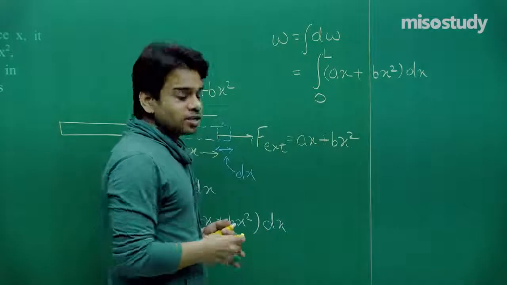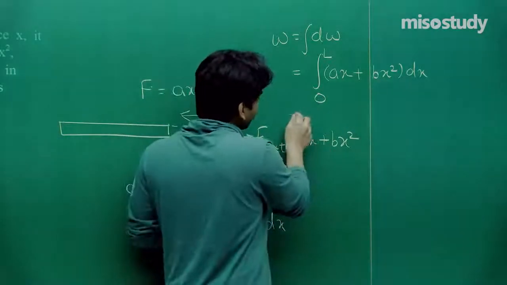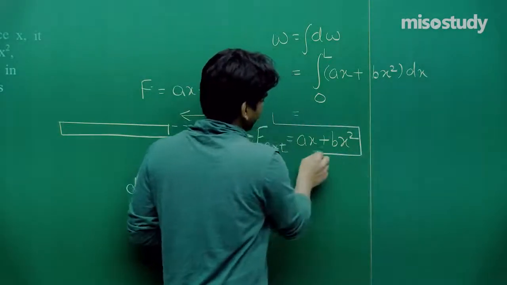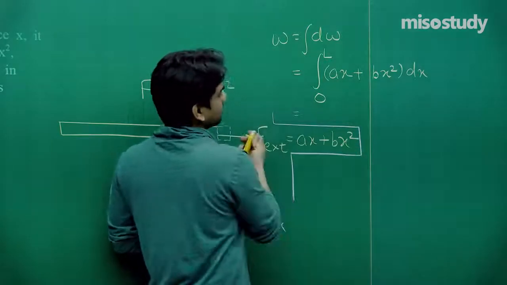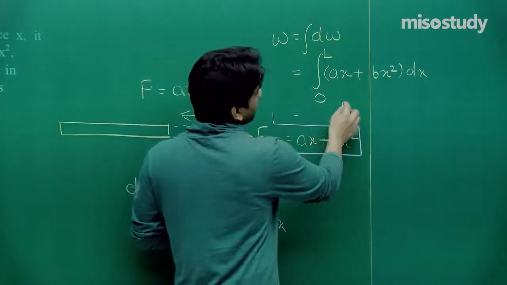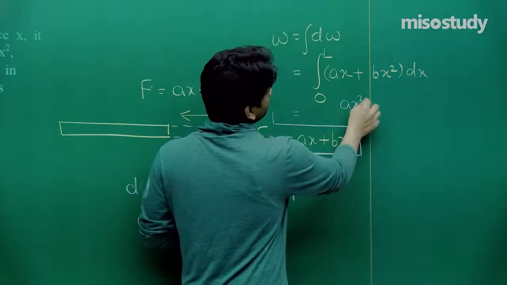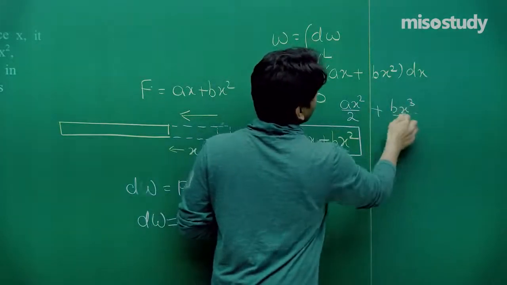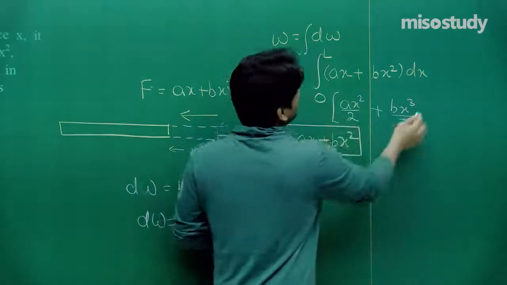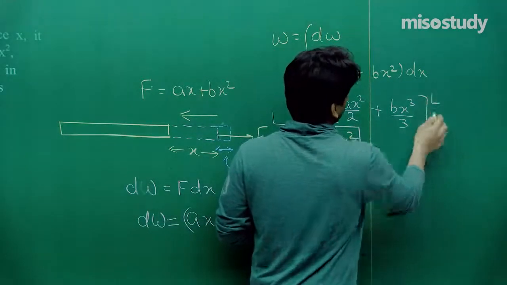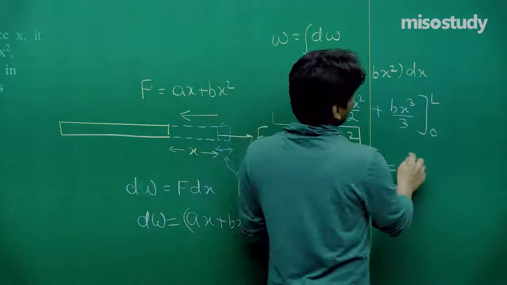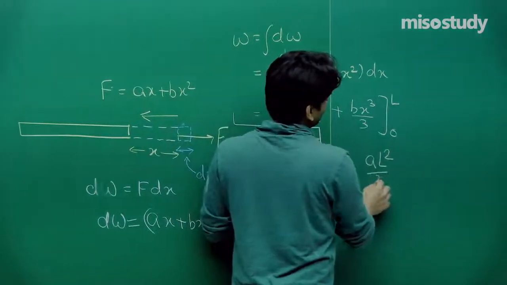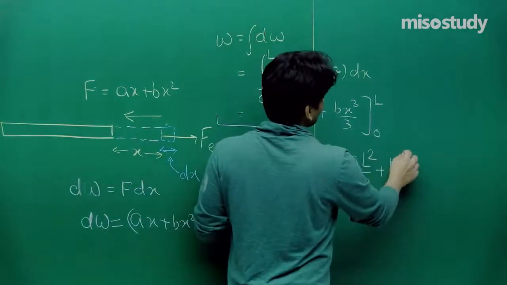So for 0 to capital L, let me solve the integration properly here. You will get ax square by 2 plus bx cube by 3. This is what you are going to obtain, and put up the limits 0 to capital L. So finally you will get aL square by 2 plus bL cube by 3.